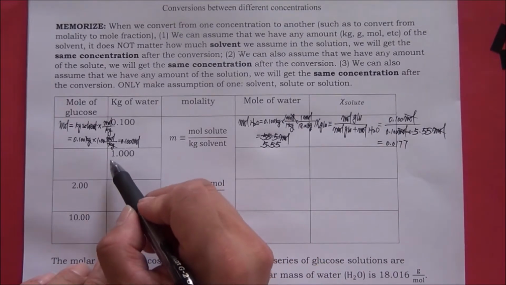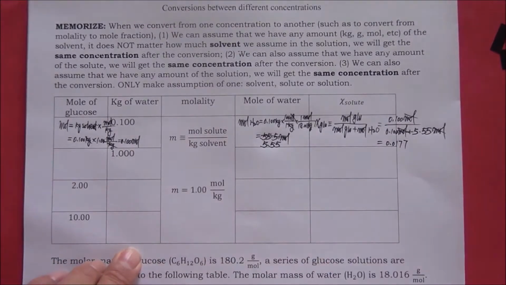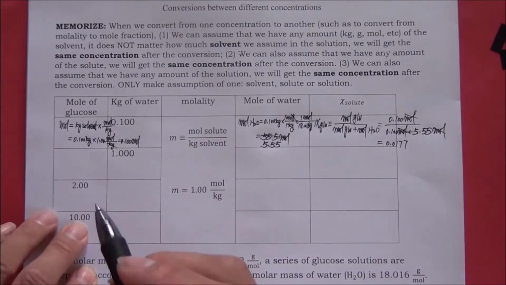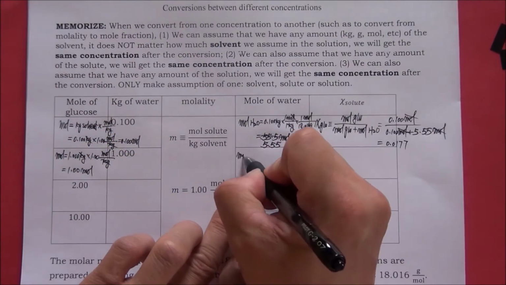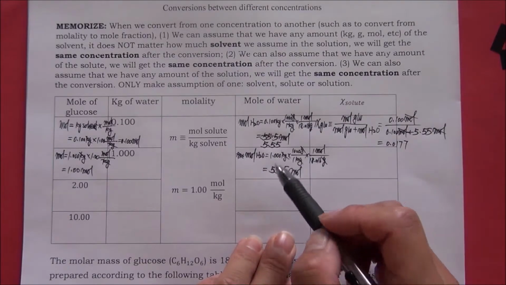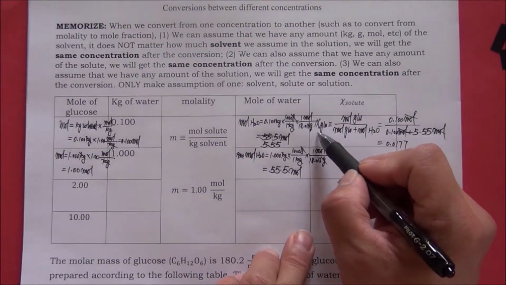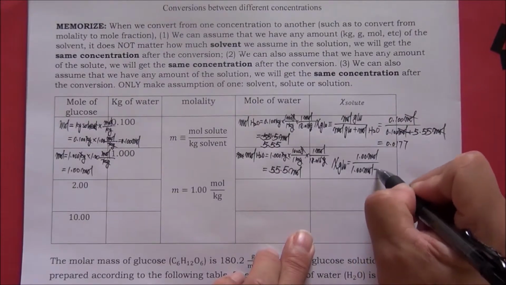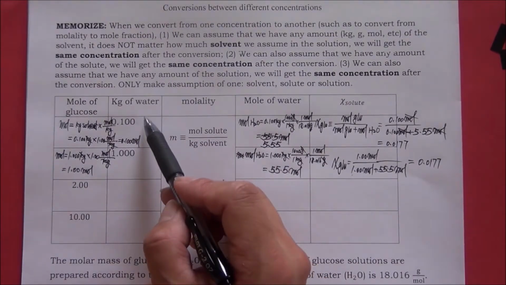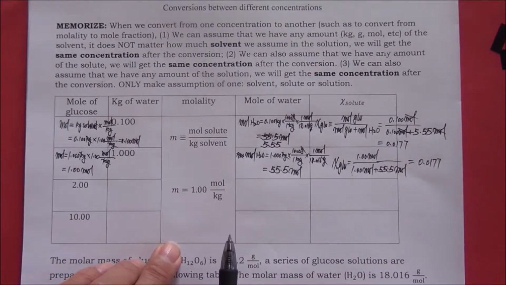Let's now assume we have 1.00 kilogram of water. Let's see if we will get the same mole fraction of glucose. We will do the same calculation to find the moles of glucose and the moles of water. Then we plug in the values of the moles of water and the moles of glucose into the definition of the mole fraction of glucose. We do get the same mole fraction of glucose, so it does not matter how much solvent we have, we will get the same concentration. In this case, it's the mole fraction of the solute.